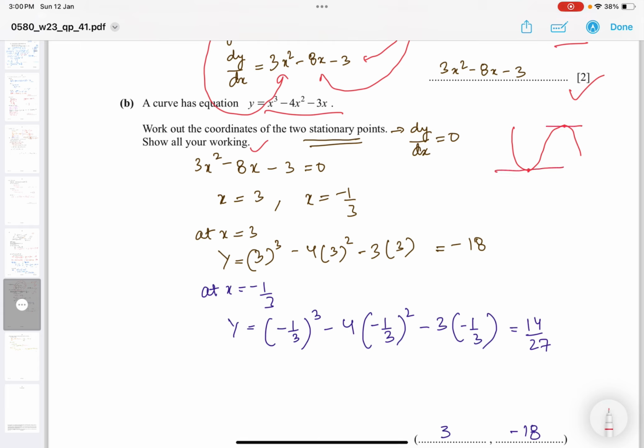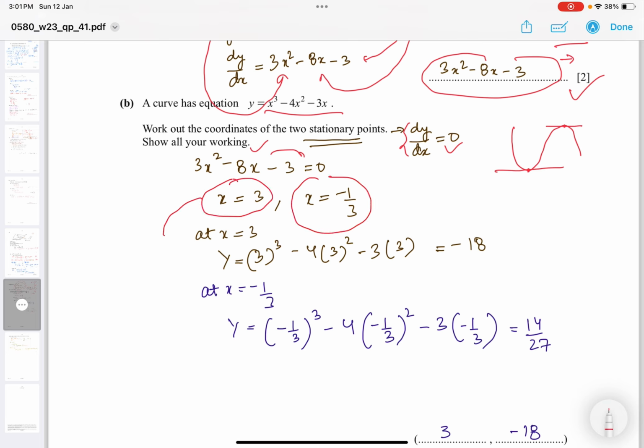And how do we find the slope of the curve? That is dy over dx. So we'll put dy over dx equals 0. Our dy over dx, the slope, was 3x squared minus 8x minus 3. By putting it equal to 0, we can use our calculator to find the values of x. They are 3 and negative 1 by 3.